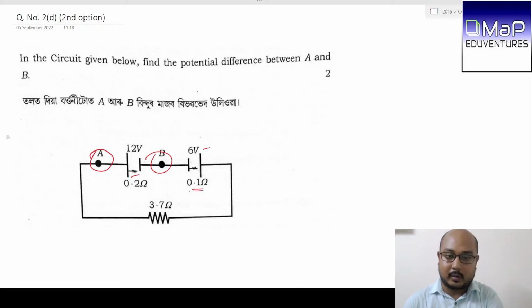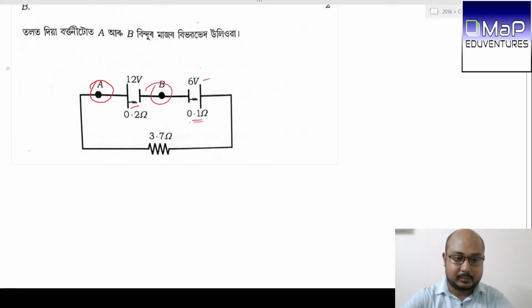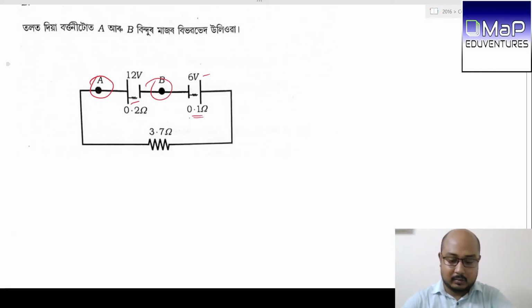resistance of 0.1 ohm. Okay, so we first calculate the current, then we calculate the potential drop across this 0.2 ohm resistance, that is the potential drop across the 12 volt cell. Okay, so to do that, first we look at the given quantities in the diagram, and we start from there.